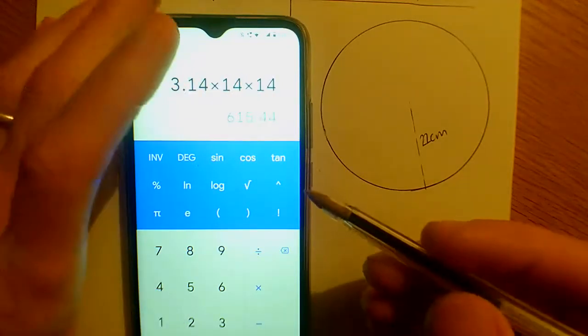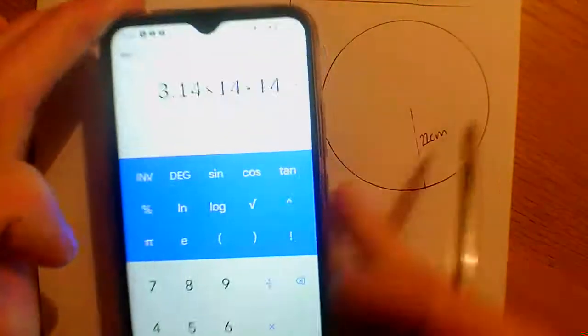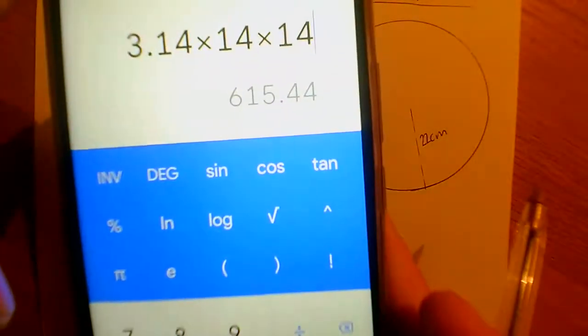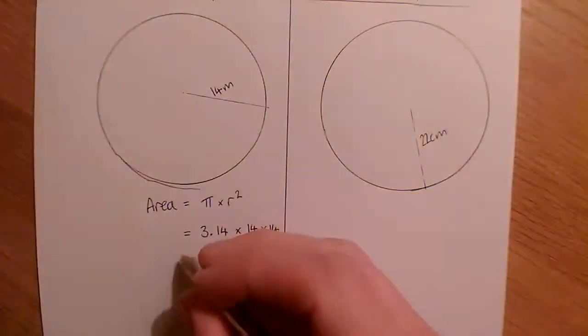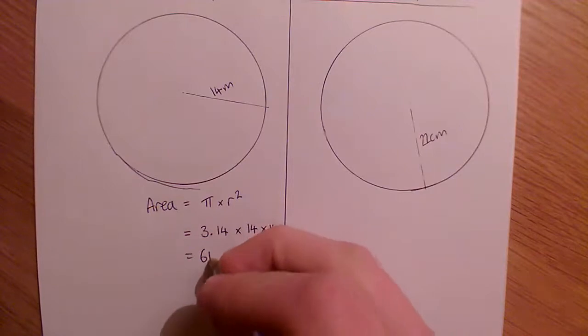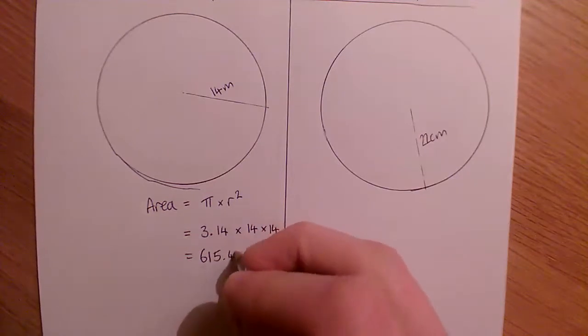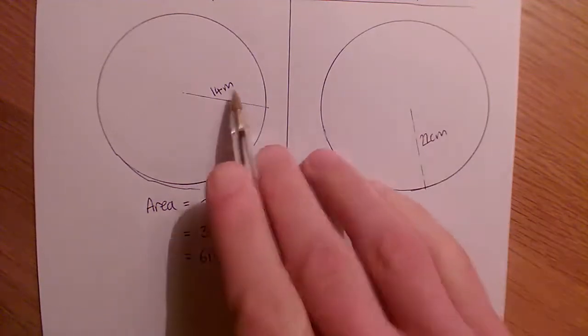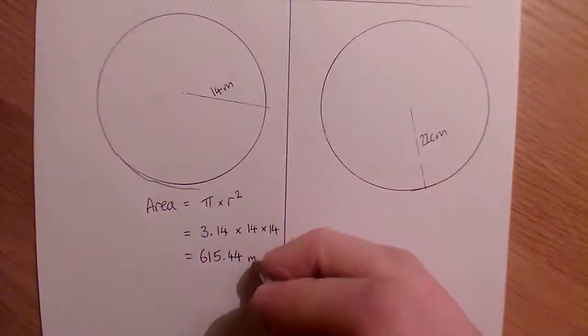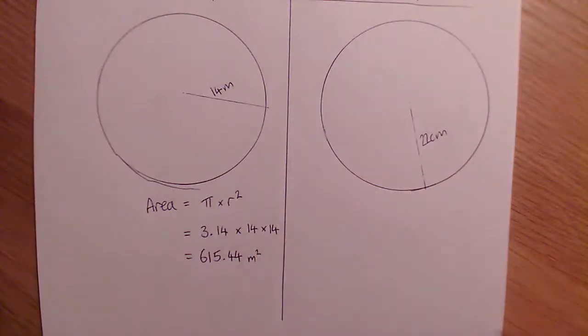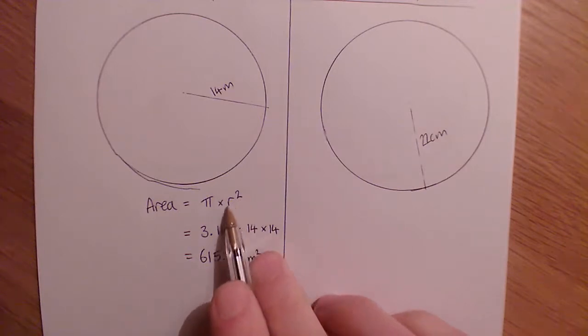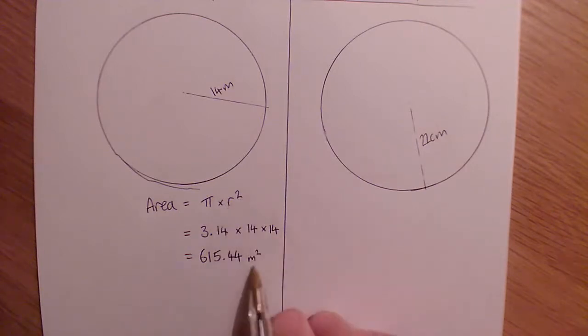And it gives us, you might not be able to see it quite there, 615.44. And we need some units because it's an area. We need meters, and remember we put a little squared there because it's meters squared, just like in the formula. So that's a nice way to remember it. It's r squared in our formula, meters squared in our answer.